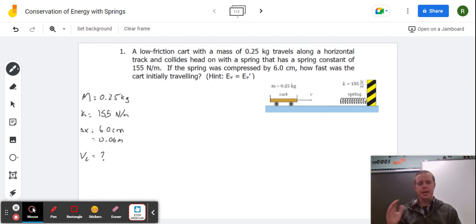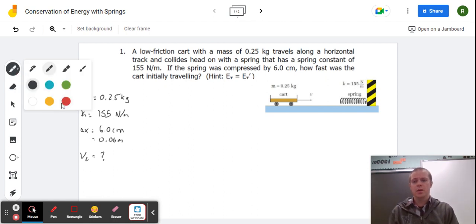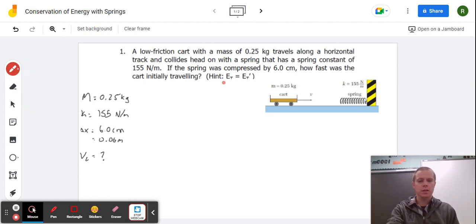So anytime we have energy that is changing from one type to another, we are always going to be using conservation of energy. The energy at the beginning is the same as the energy at the end. So anytime you're going from one type of energy to another, or one type to multiple types, or multiple types to one type, you're always going to start with the conservation formula. So the total energy at the beginning equals the total energy at the end.